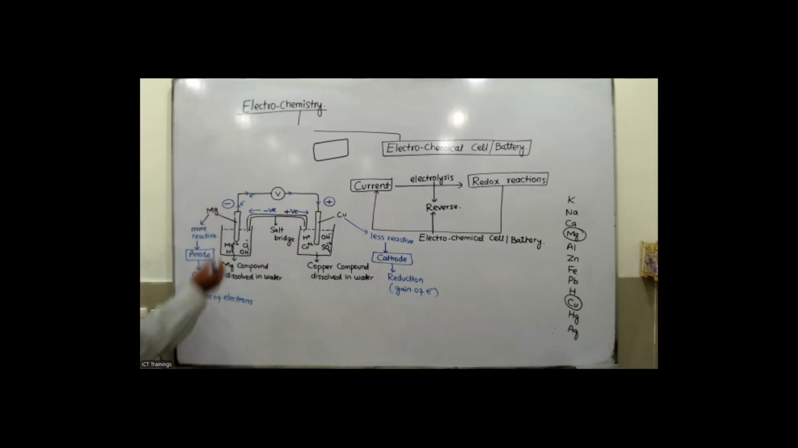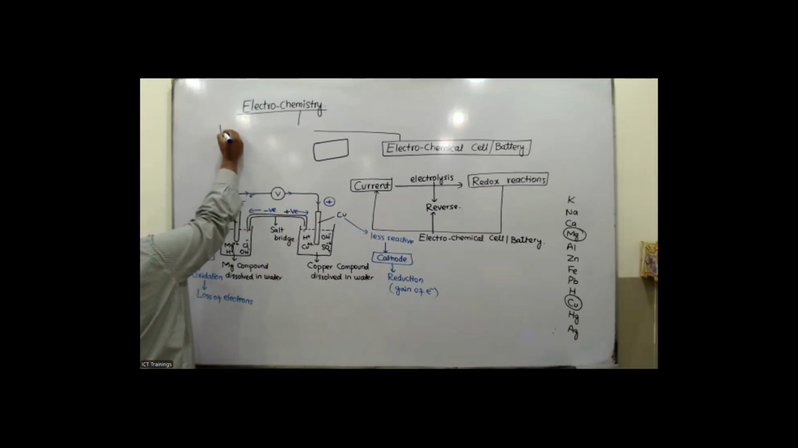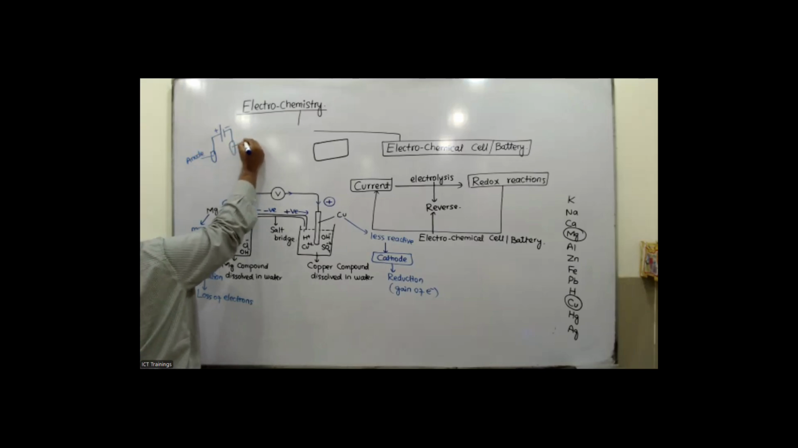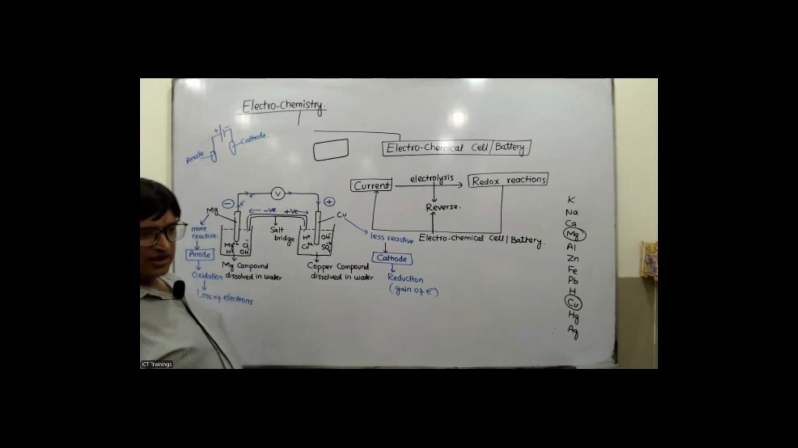Normally, when people do electrolysis, the battery itself is attached. This is the battery. The big line represents the positive terminal, the small line represents the negative terminal. The rod attached to the positive terminal is called the anode. And the rod attached to the negative terminal is called the cathode. Okay?